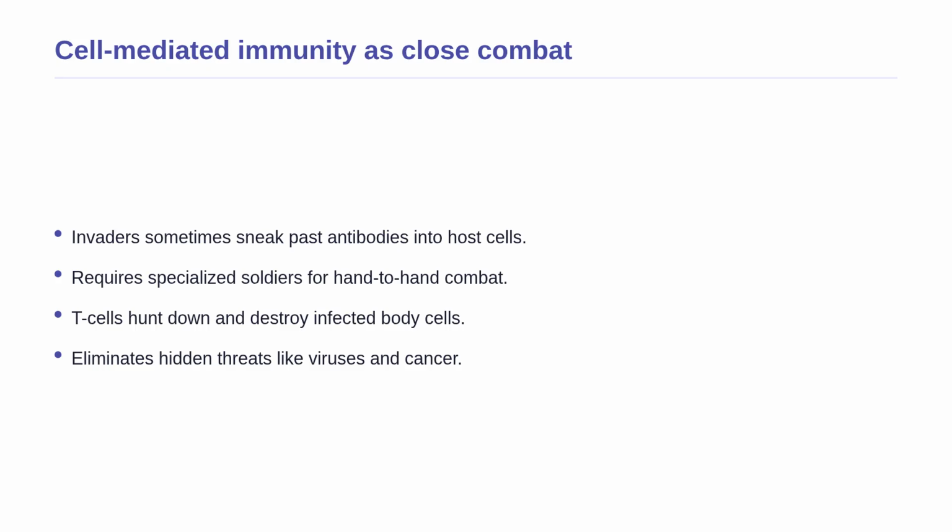To clear out hidden invaders, you need specialized soldiers who go door to door, engaging in hand-to-hand combat to eliminate the compromised houses. Instead of using floating antibodies, this system uses specialized white blood cells called T cells. These T cells physically hunt down and destroy your own body cells that have been infected by viruses or have turned cancerous, ensuring that threats hiding inside your cells are completely eliminated.